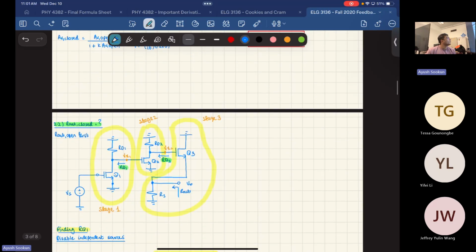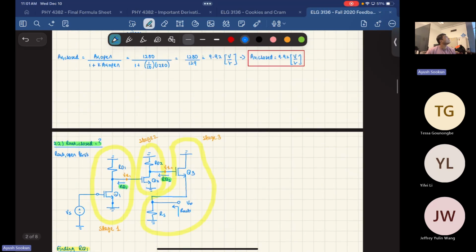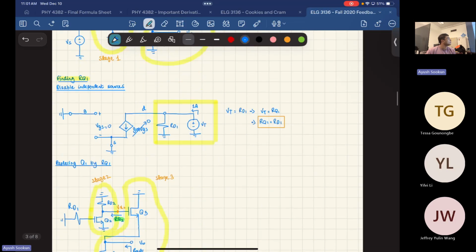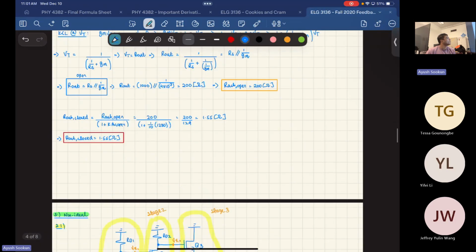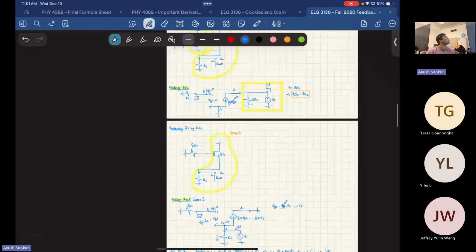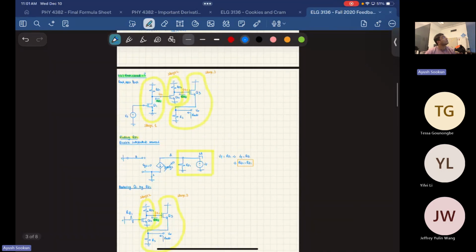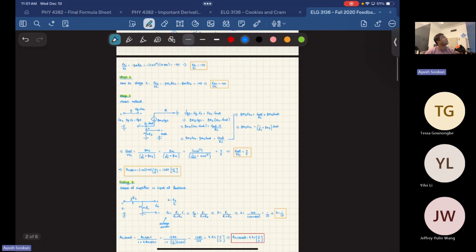So now you want to find R out closed. Is it R out closed or R in closed? R out open. Holy cow! Where's R in? Do we not need R in? Did I skip R in?